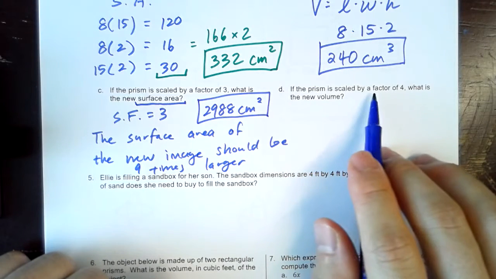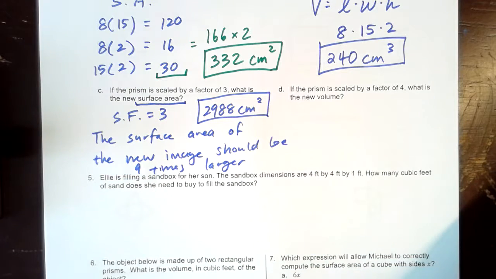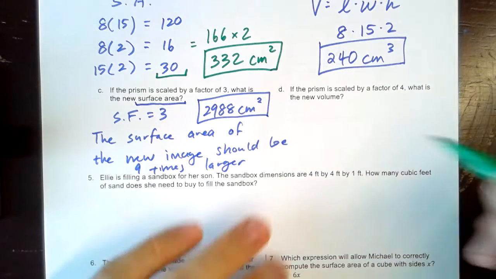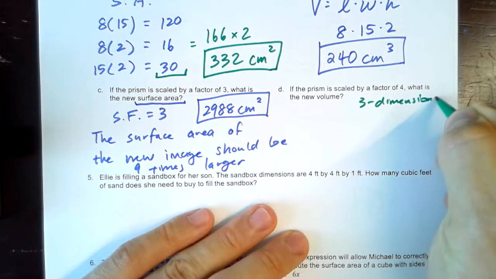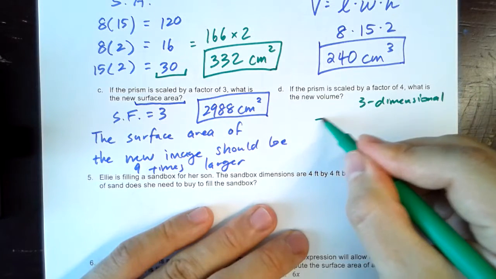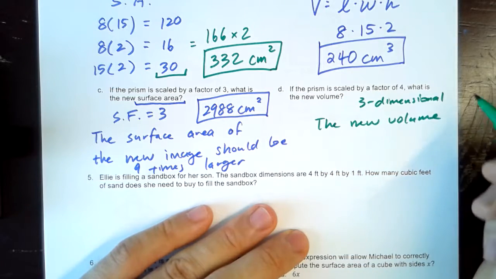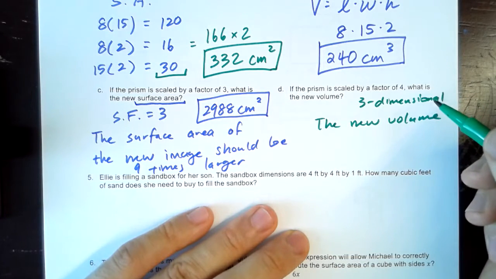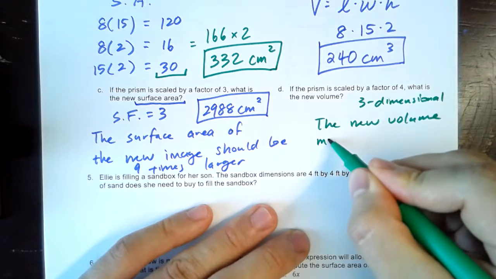If the prism is scaled by a factor of 4, what is the new volume? Well, this is an interesting question because we know that volume is 3-dimensional, and it is not just 4 times bigger for volume. The new volume should be not only 16 times bigger, the new volume must be 64 times bigger.